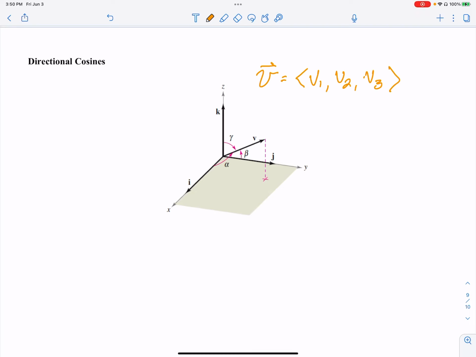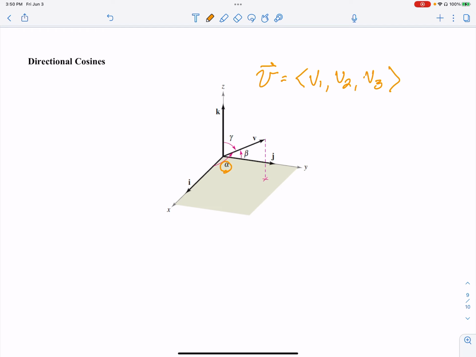In this video, we are going to finish up our discussion of section 11.3, the dot product, with something called the directional cosines. Take a vector v and put it in space, as you can see in this picture. What we're looking at here is the angle between our vector and each one of our axes, or even better, our standard unit vectors.